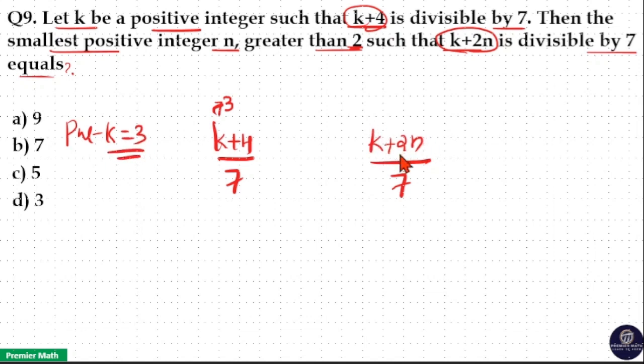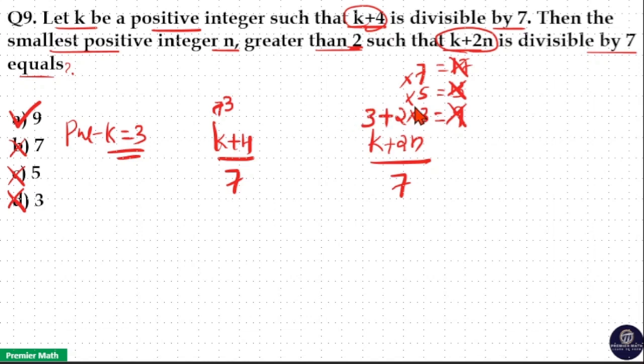Then k plus 2n is divisible by 7 means here k is 3. 3 plus 2 into n. If I put option D, that is 3 here, this will become 9, which is not divisible by 7. If I put value as 5, this will become 2 into 5 is 10, 10 plus 3 is 13, which is also not divisible by 7. So option C eliminated. Now if I put the value of n as 7 here, 7 into 2 is 14, 14 plus 3 is 17, which is also not divisible by 7. So option A is your answer.